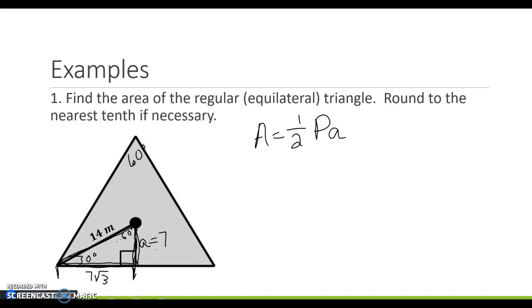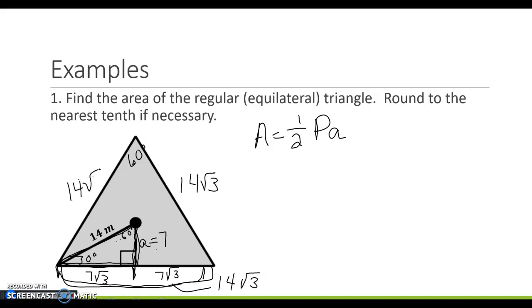We know this part of my side is 7 square root of 3. That means that this part's also 7 square root of 3. And the whole side then is going to measure 14 square root of 3. So every single side is 14 square root of 3, which is going to tell me something about my perimeter.